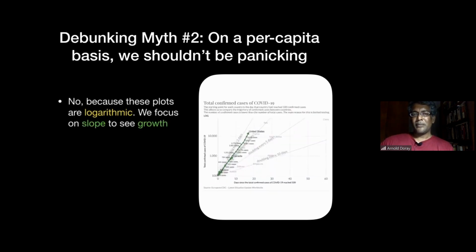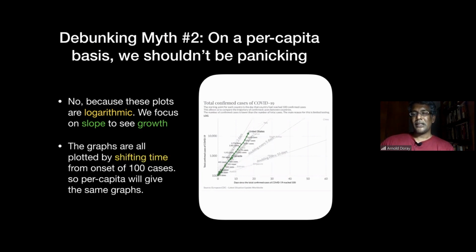The first problem with his argument is that the plots are always logarithmic. And logarithmic plots really focus on the slope of the graph, because the slope of the graph shows you growth, okay? So the steeper the slope, obviously, the higher the growth, right?